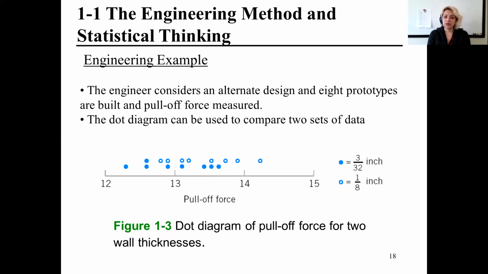So with the dot diagram, you can see here, you can see the difference. For example, you can see that one of them is a little shifted to the right, the other one is a little shifted to the left. So it can be used to compare two sets of data. Still, the data points should be a small amount.